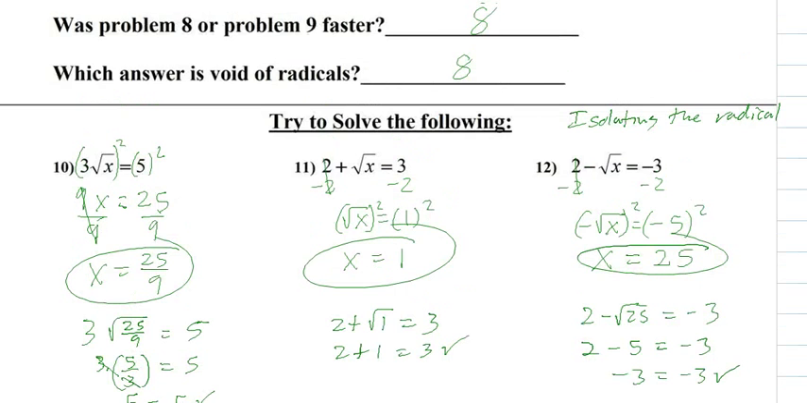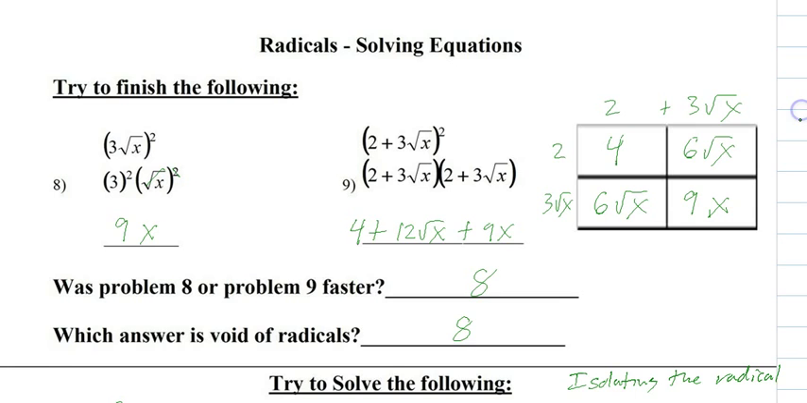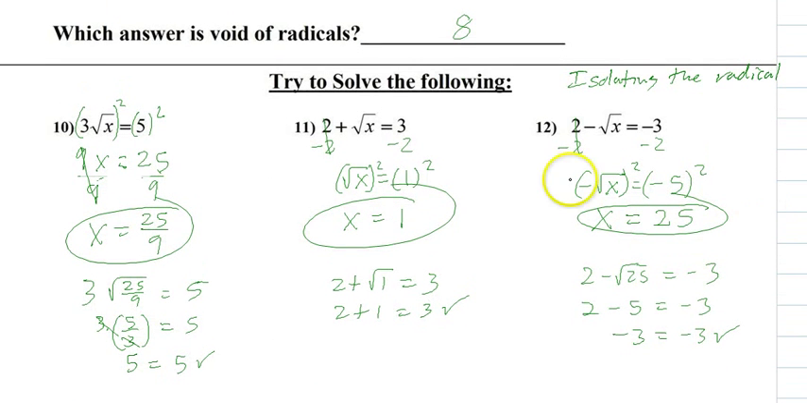So, point of this video: isolate the radical, and then you can square both sides. So now we have 2 steps. Isolating the radical and then squaring both sides will give us an equation that we can solve.